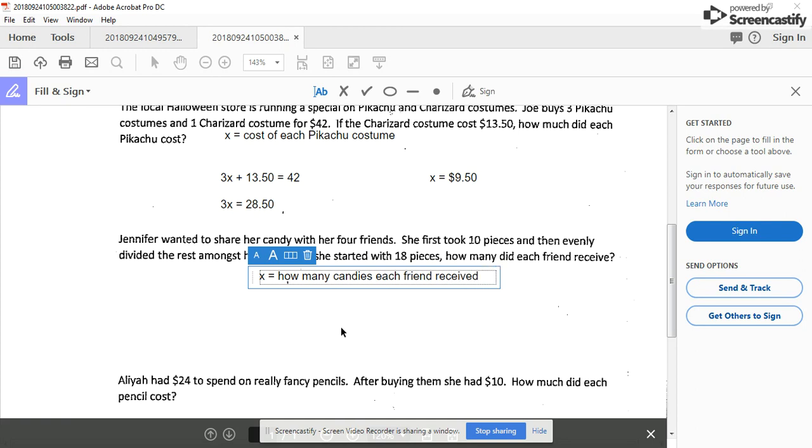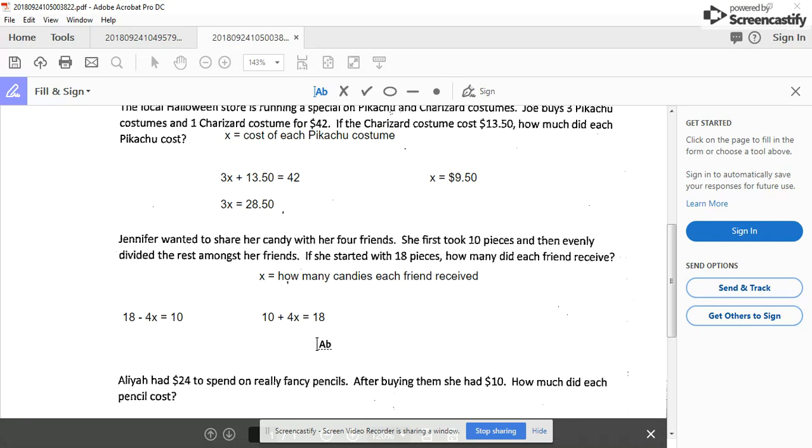Step 1, done. Second, there's a couple equations that would work for this one. One of them you could think about, well, she started with 18, and then she got rid of 4 times x, because that's how much she gave to each friend, and in the end it equaled 10. So that's one equation that could work. You could also think about how would we make it equal the total, which is 18, and that would be she had 10, plus she had the 4 friends that she each gave x to, and that would equal 18. Those are really the only 2 equations that would work. So one of these 2 would be the ones we're looking for.